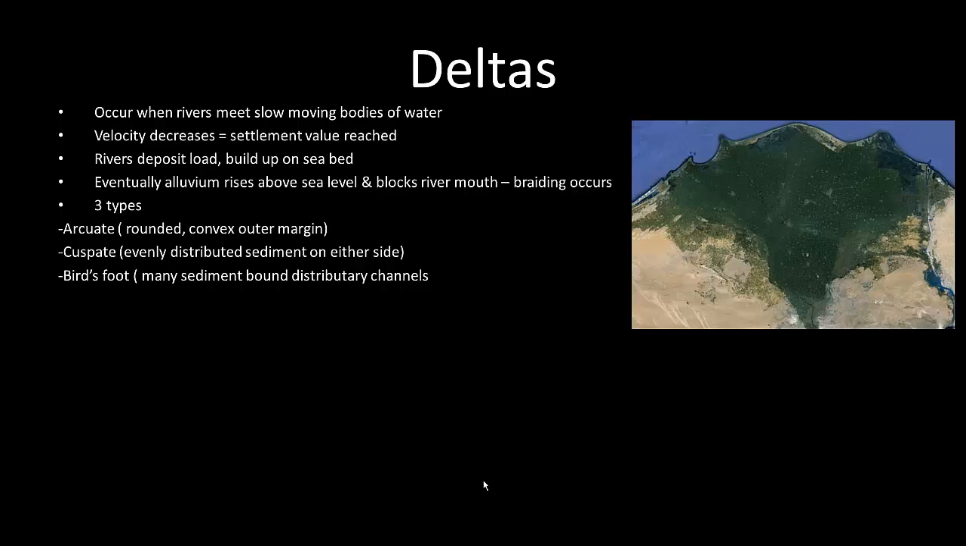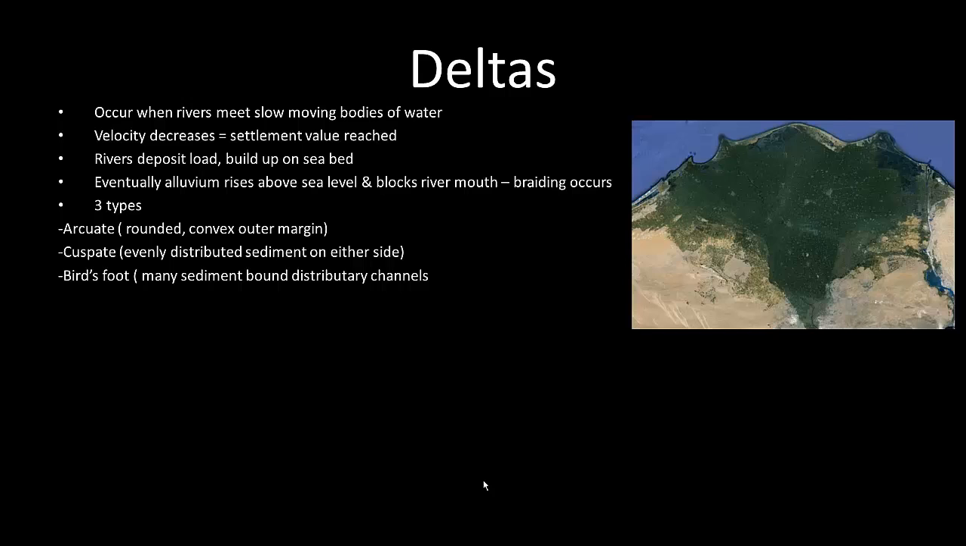This builds up on the seabed, and over time the alluvium, which is a good word to use here, rises above the sea level and blocks the river mouth, which causes braiding to occur. Alluvium is just the material that's deposited.